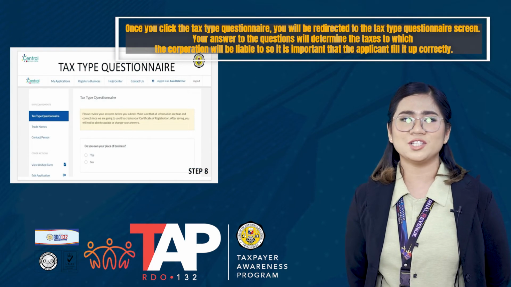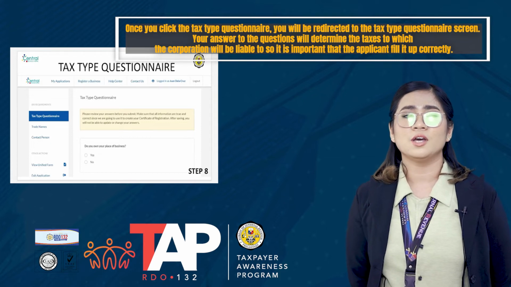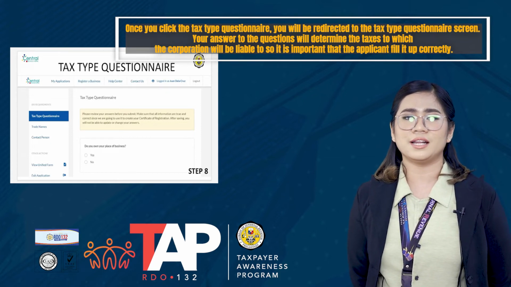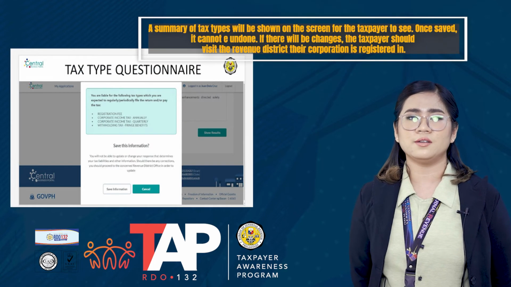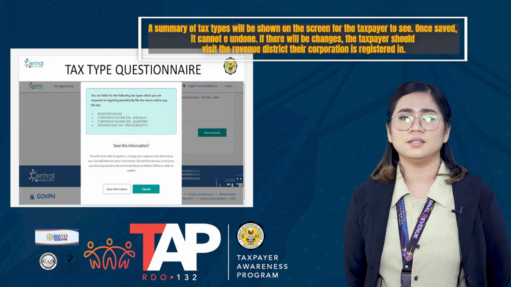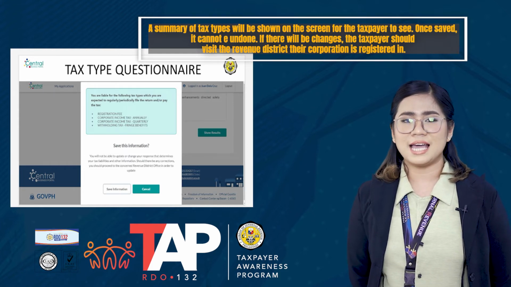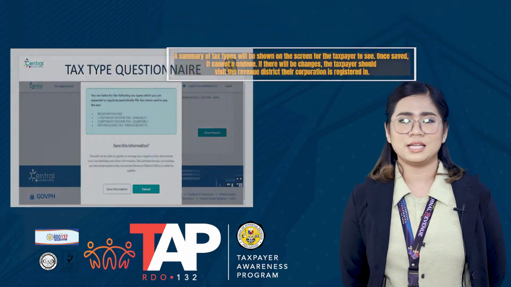Your answer to the questions will determine the taxes to which the corporation will be liable to, so it is important that the applicant fill it out correctly. A summary of tax types will be shown on the screen for the taxpayer to see. Once saved, it cannot be undone. If there will be changes, the taxpayer should visit the revenue district their corporation is registered in.